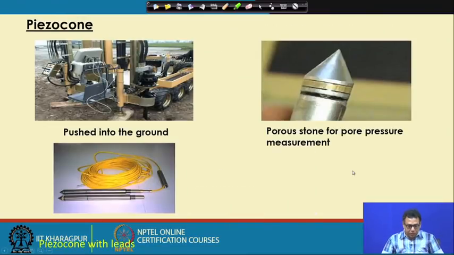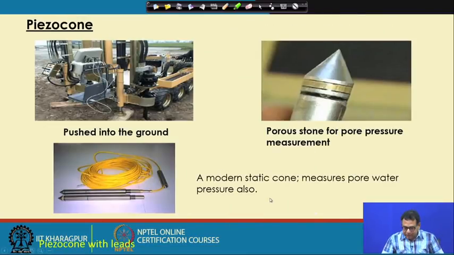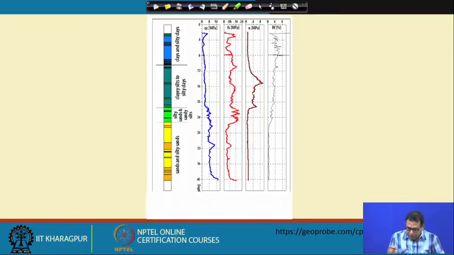Next one is the piezocone. Nowadays with the static cone we measure the pore water pressure also, because a porous stone for pore water pressure measurement is attached. So we can measure the cone resistance, friction resistance, pore water pressure, and the friction ratio. This is a typical example, and the reference is given.